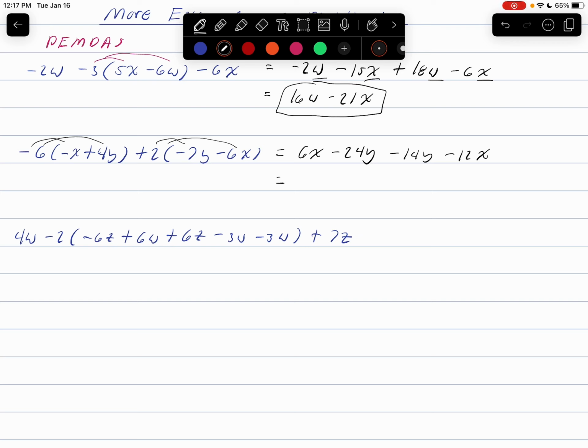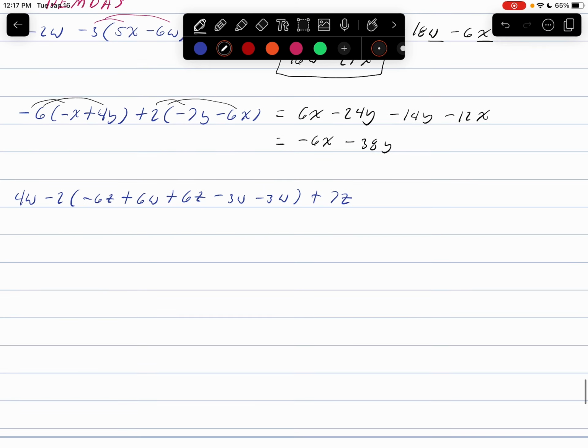Okay, and now we can see if we can combine like terms. Here we have 6x. And the only other term with an x variable is this negative 12x here. So 6x minus 12x is going to give us negative 6x. And then we have negative 24y minus 14y. We can combine those because they have the y in common. So that's going to give us negative 38y. And it looks like it's about as simple as you're going to make that. Okay, let's look at this one.